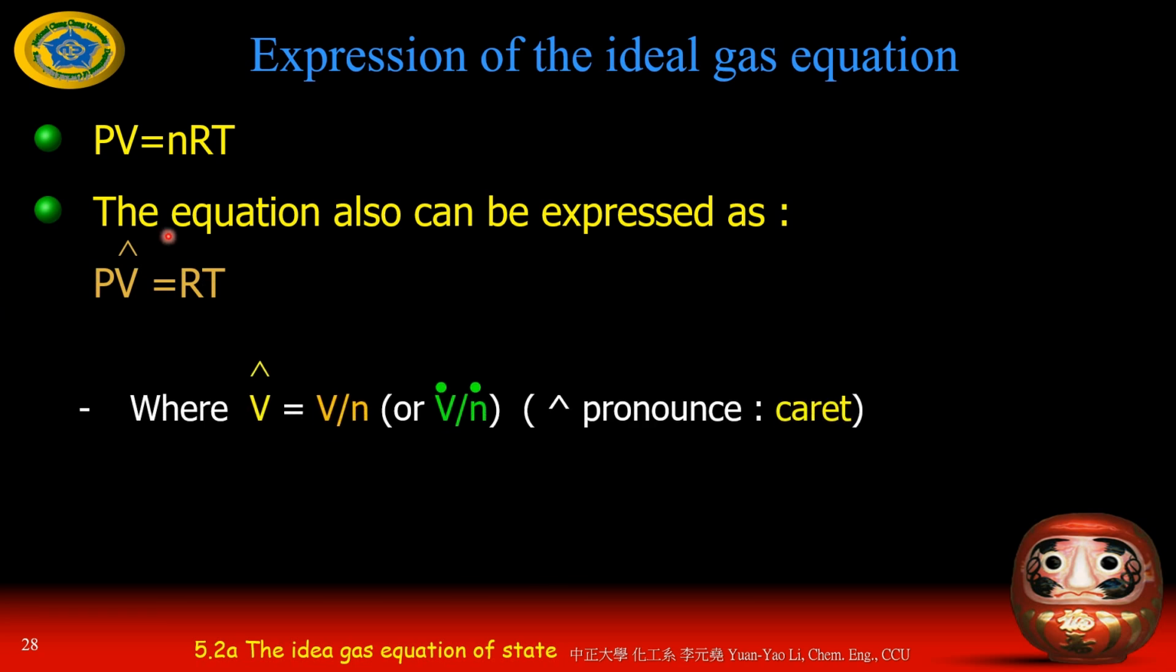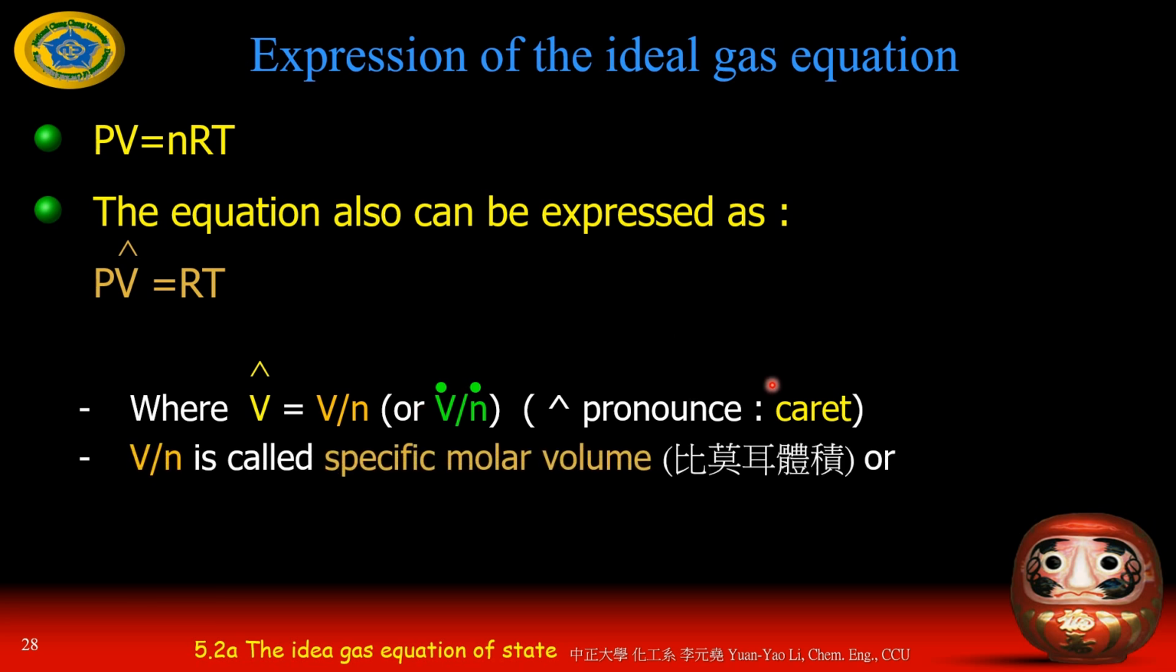If you move the n from the right-hand side to the left-hand side in this equation, V will become V-caret. What is this? V-caret is called specific volume, specific molar volume, because regardless of how many moles, this is the value for one single mole. So PV-caret equals RT.